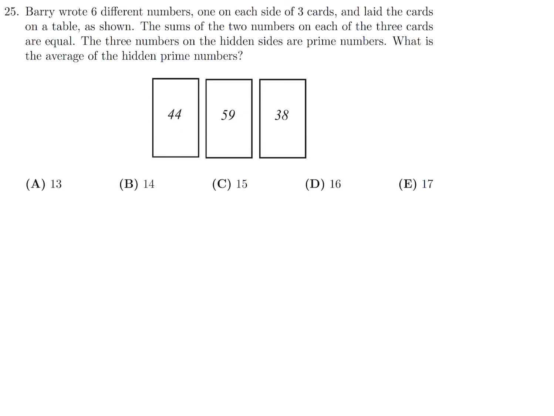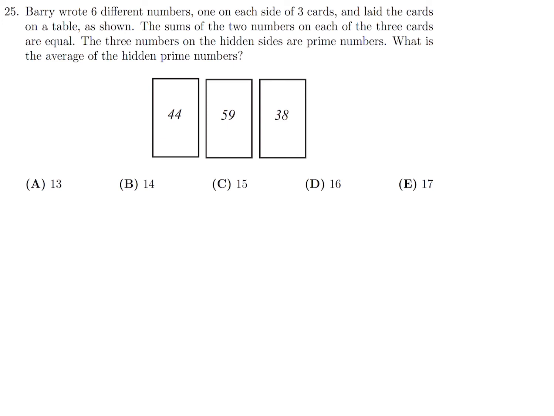Barry wrote 6 different numbers, one on each side of 3 cards, and laid the cards on a table as shown. The sums of the 2 numbers on each of the 3 cards are equal. The 3 numbers on the hidden sides are prime numbers. What is the average of the hidden prime numbers?